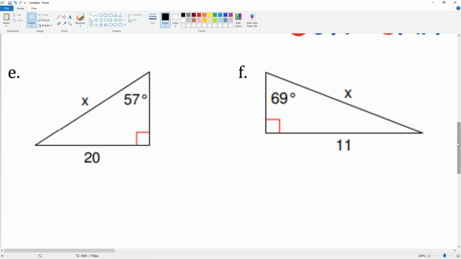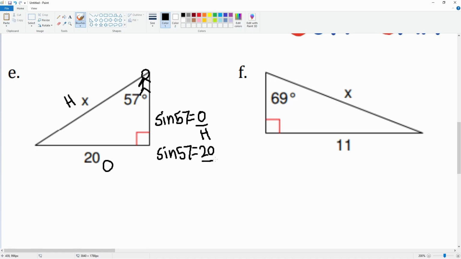We start by drawing our person at the angle. The angle here is at 57 degrees, and here's the person. From that person, we label the 20 as the opposite side, so O. H is the hypotenuse, which is just x. O and H would be sine, so we write sine of 57 degrees is equal to opposite over hypotenuse. So sine of 57 is equal to 20 over x.